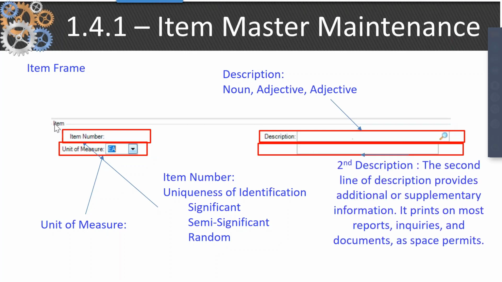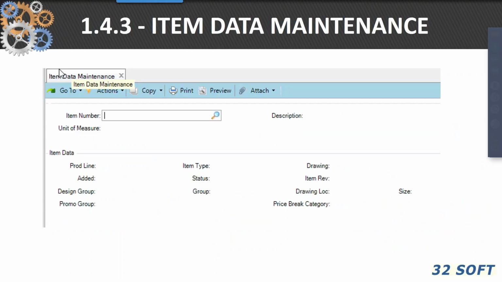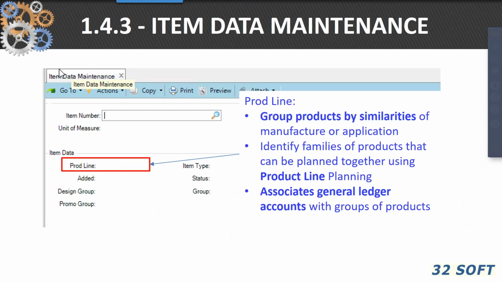And then there's a second description field that provides some additional or supplementary or overflow values. And that's okay, but it says it prints on most reports, but some reports, documents, as space permits. So I would be cautious with the use of the second description. Now we come to 1.4.3, the item data, and this is the static information for the system.